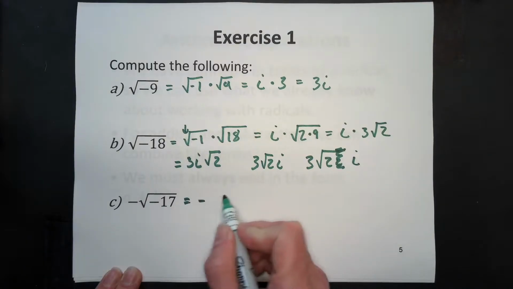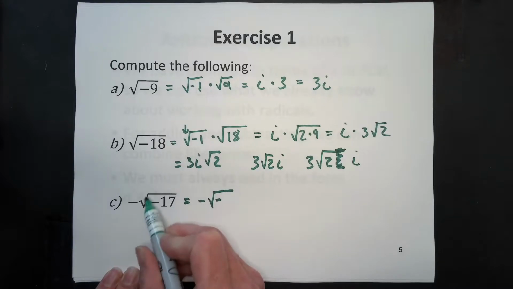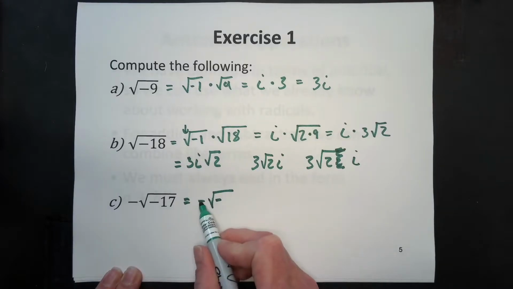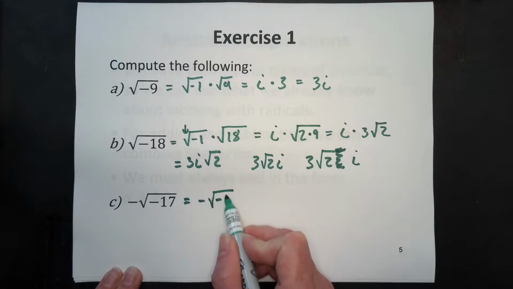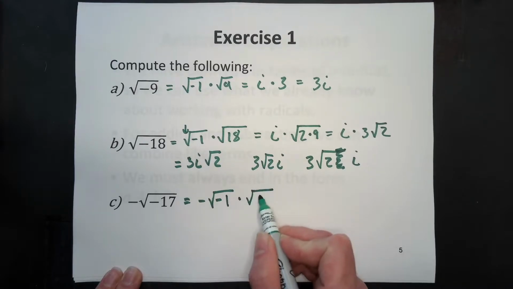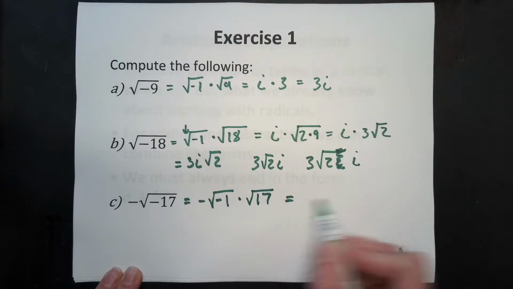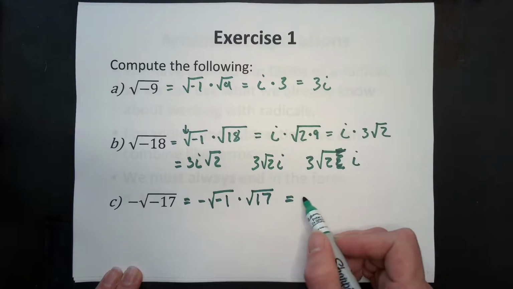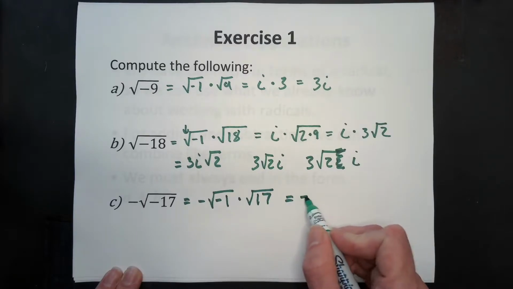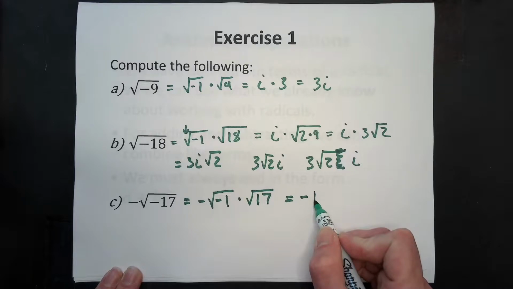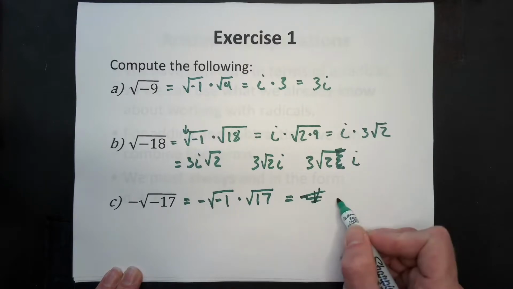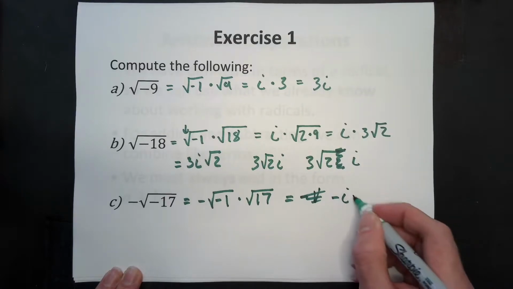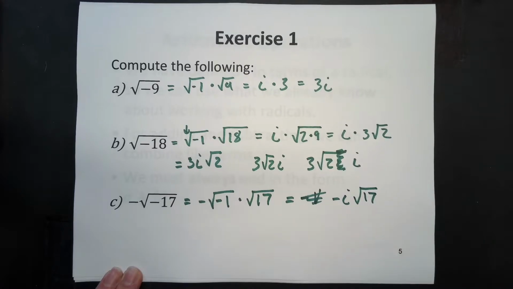Here we have negative square root of -17, and I'm going to break that up. It's going to be negative square root of -1 times the square root of 17. 17 doesn't have any perfect squares in it. It's prime itself. So this is going to be negative i square root of 17. That's how I typically write that.